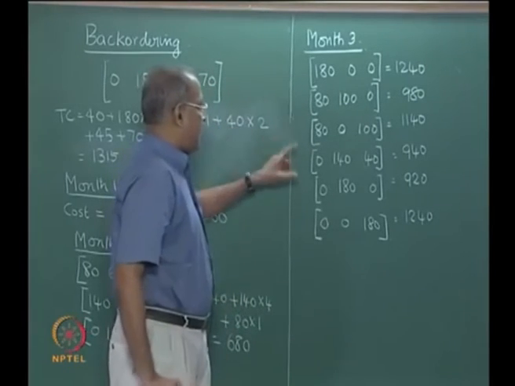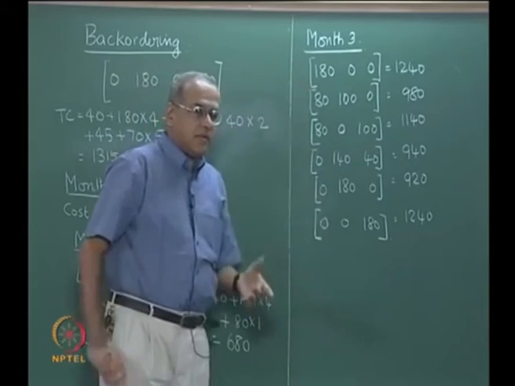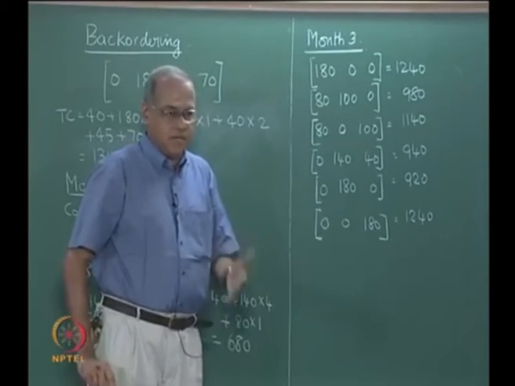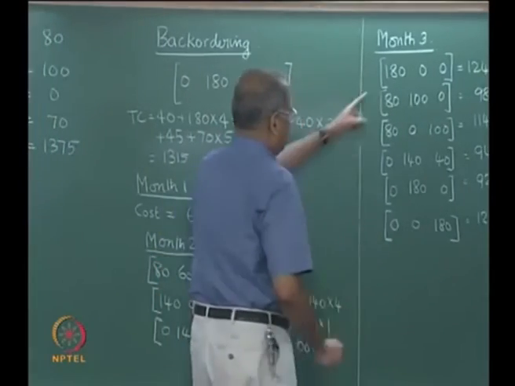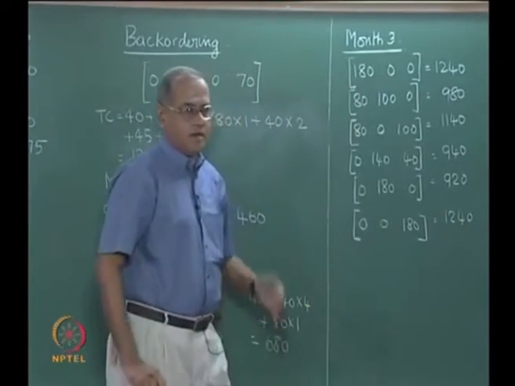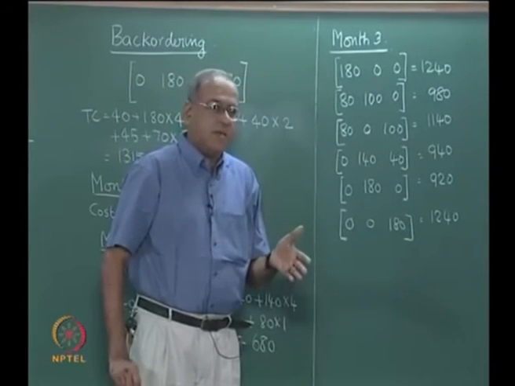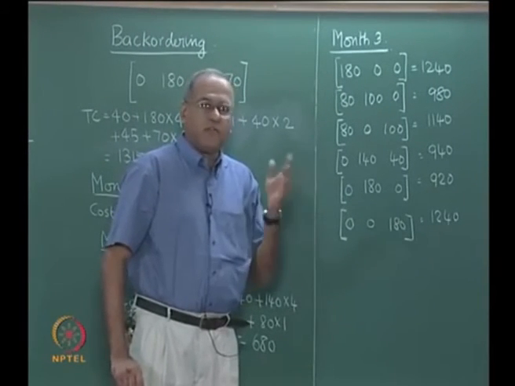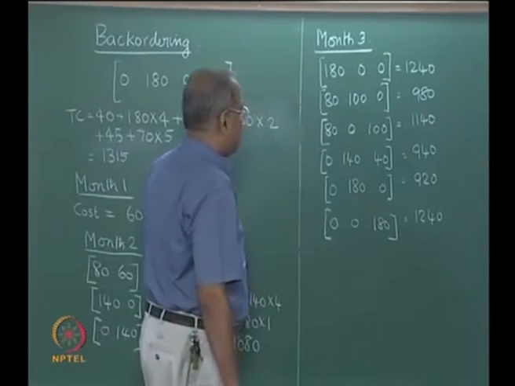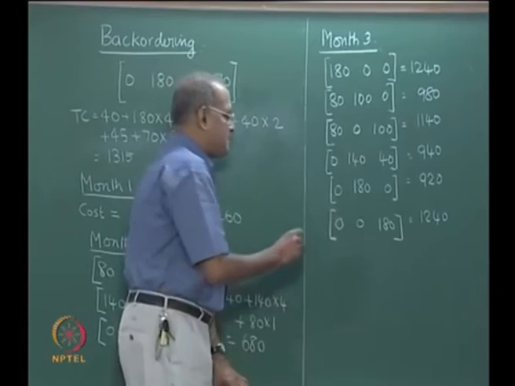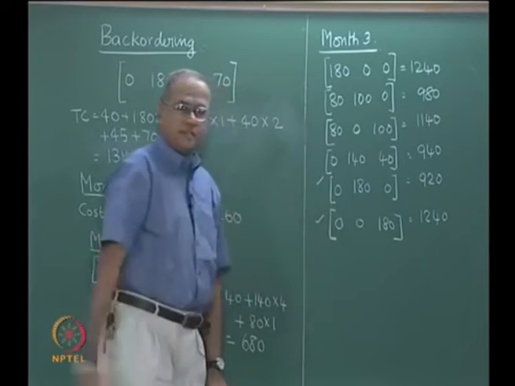Now, when we say it is 180/0/0, it means in this case we produce 180 in the first month, consume the demand of 80 and then carry over 100 to the next month, and then consume the demand of 60 and carry over the remaining 40 to the third month. Now, let us illustrate the computation for two instances. Let us do it for this instance as well as this instance.